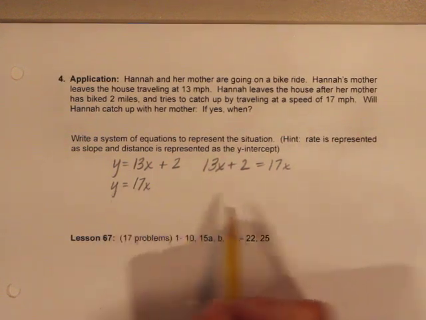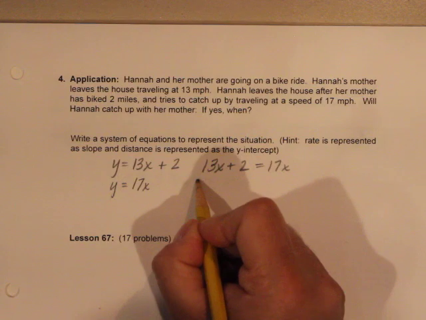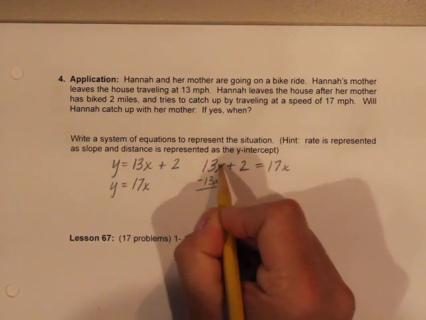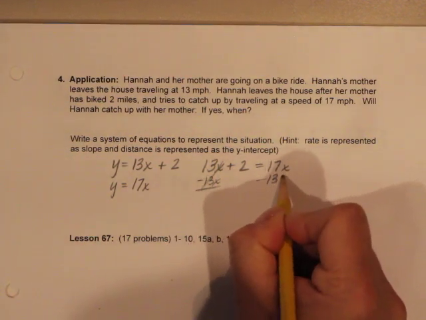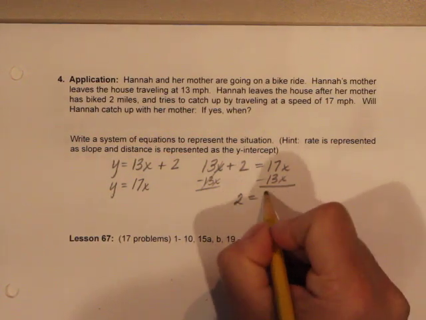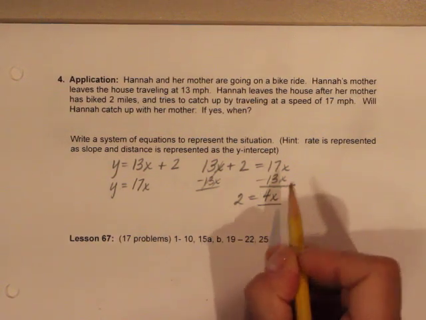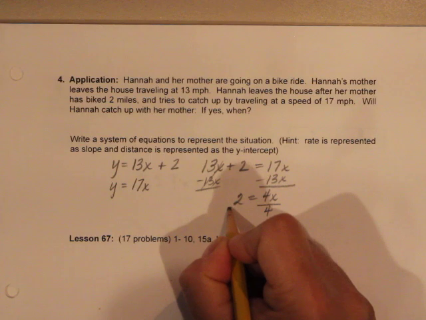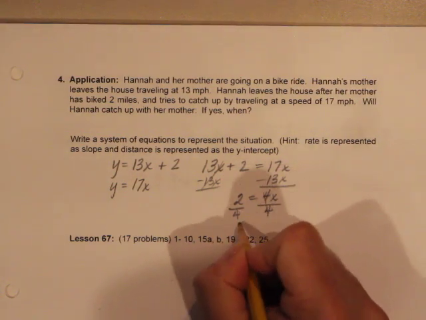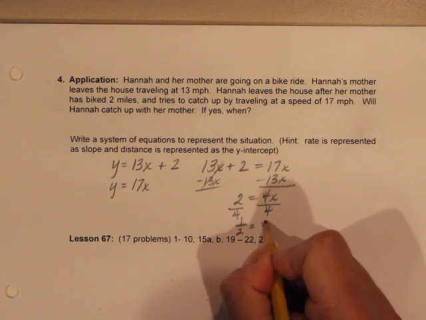If y equals both of these things, then they should equal each other. Let's move this 13x by subtracting it from both sides, and I end up with 2 equals 4x, because 17 minus 13 is 4. I'm going to divide by 4, and I'm going to get 1/2 equals x.